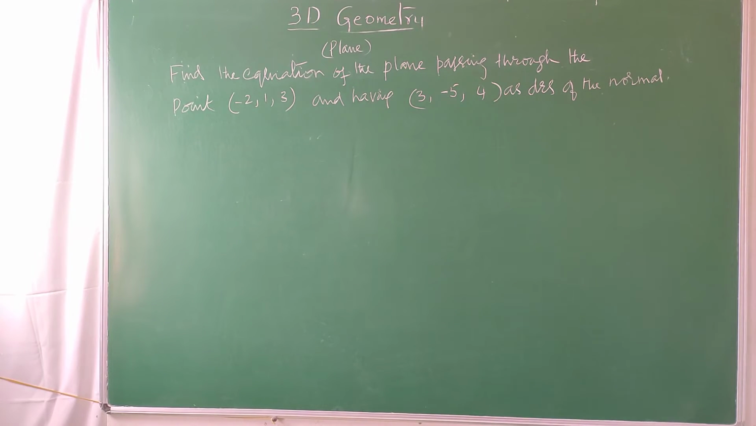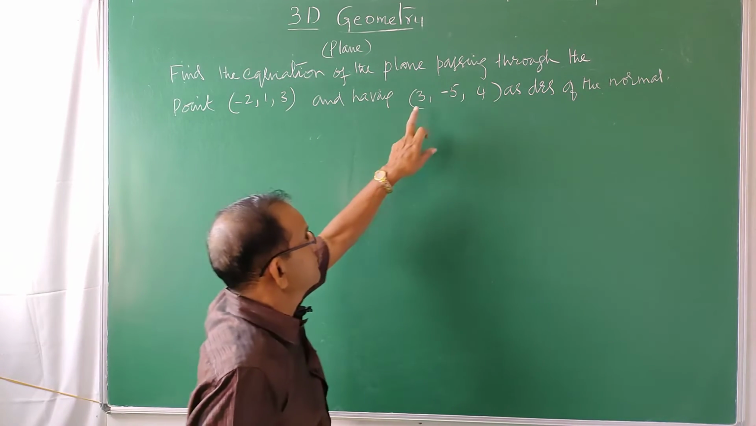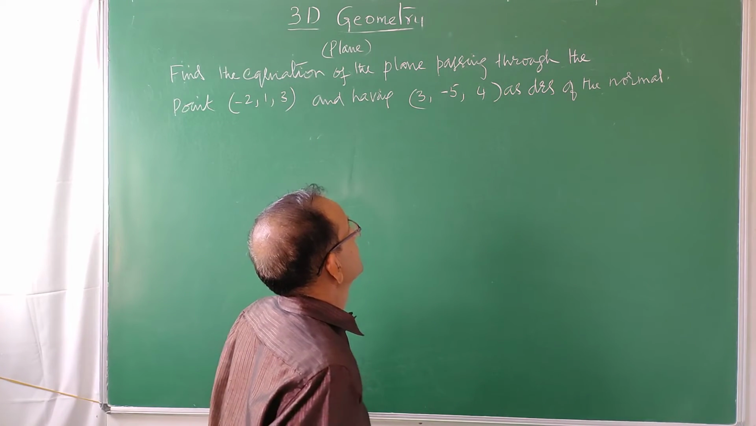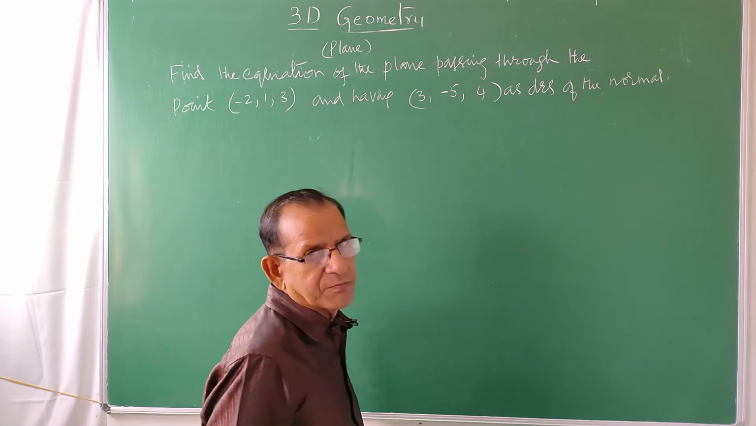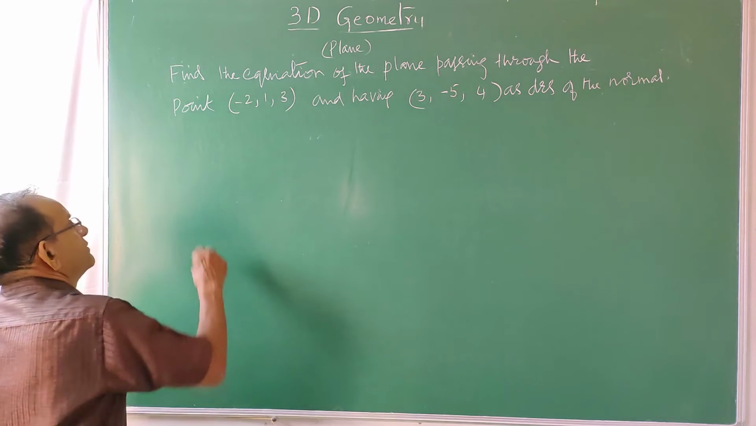Now in this question, a point on the plane is given and the DRs of the normal are given as 3, minus 5 and 4. What is the equation of that plane? Now take that point as x1, y1.